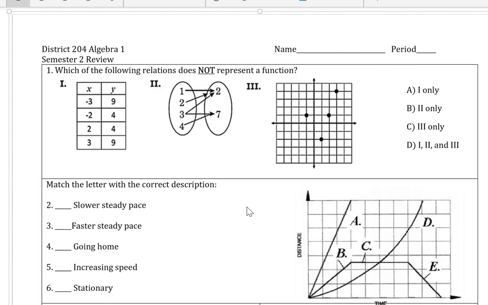In this case, we have no repeating x value, so that one's good. Here, we see we have no vertical line test obstructed, so we're good. So the only one is 2, so we're looking at 2 only.